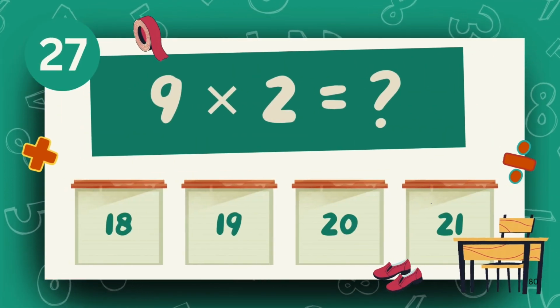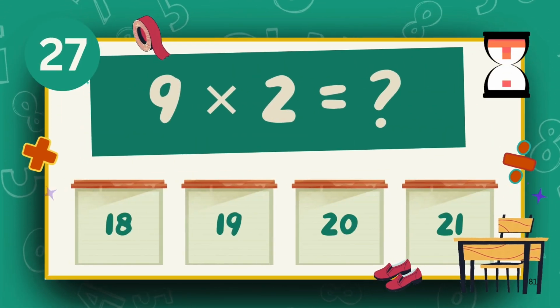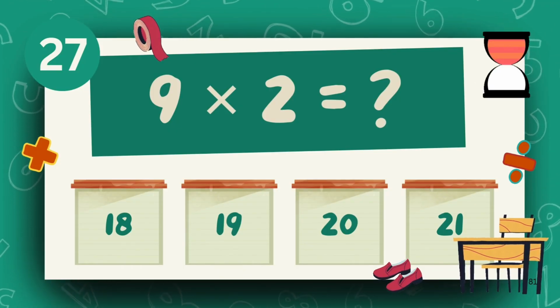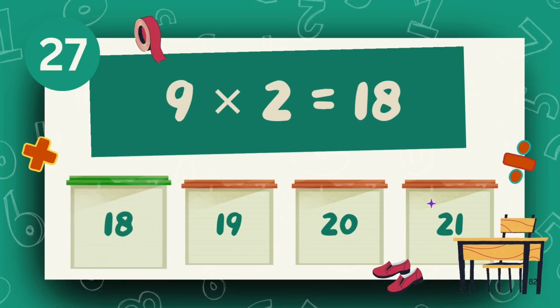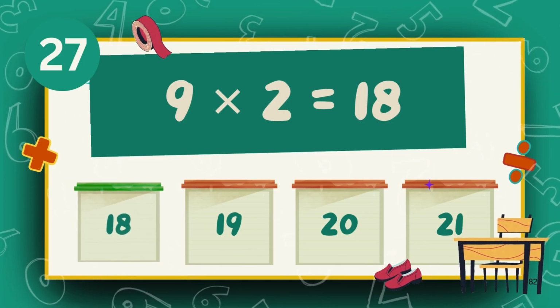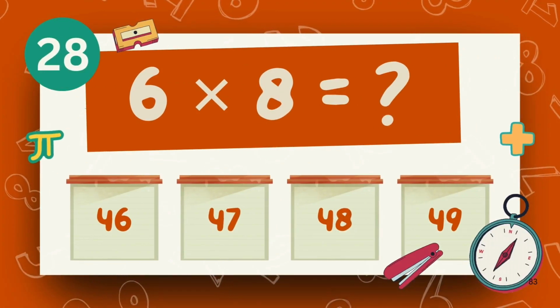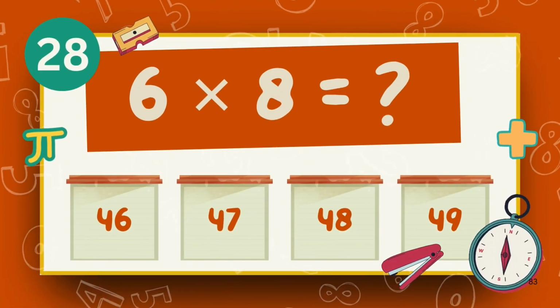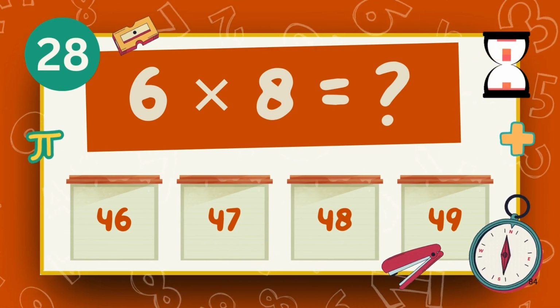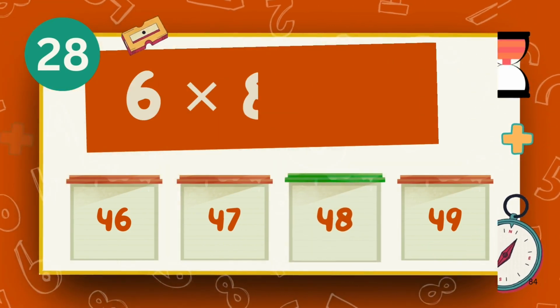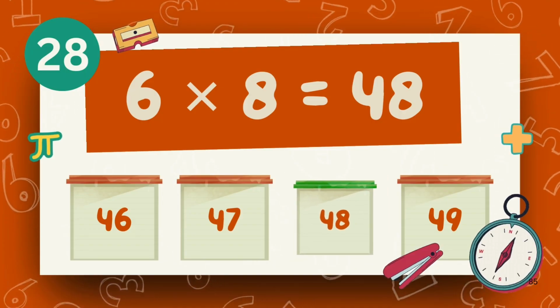What is 9 multiply 2? The answer is 18. What is 6 times 8? The answer is 48.